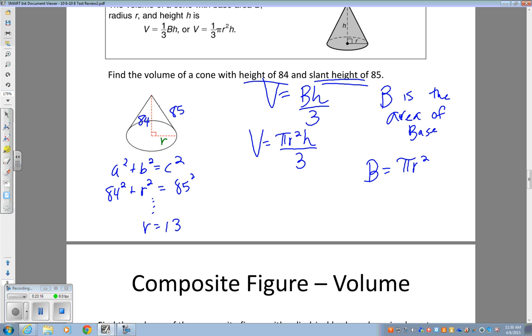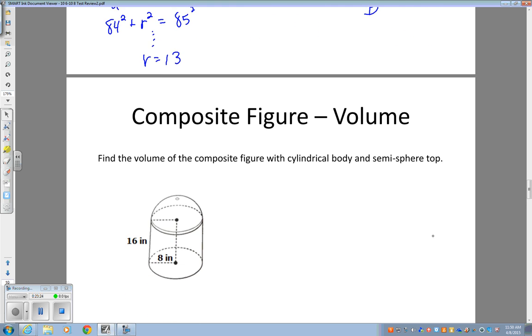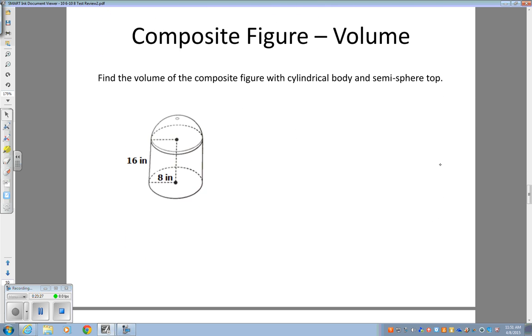So now you can plug it into the formula. Leave your answer in terms of pi. That's what I'm going to ask you to do tomorrow as well. All right, so try this composite figure. Same thing, it should take about 2 minutes.